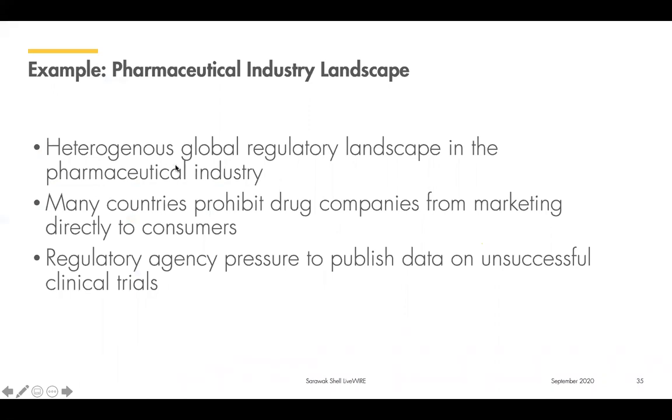For example, pharma industry regulations are getting more and more similar, right? Many countries, for example, want to control the sales of drugs. So on marketing directly, I think companies need to have offices that the government can actually regulate and control in such countries. And then they also pressure drug companies to be more transparent.